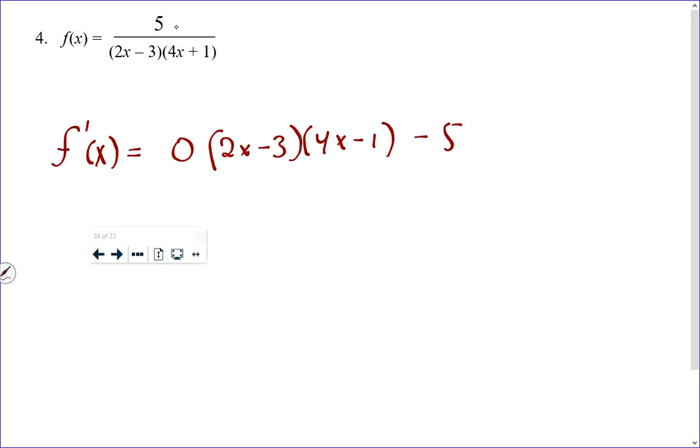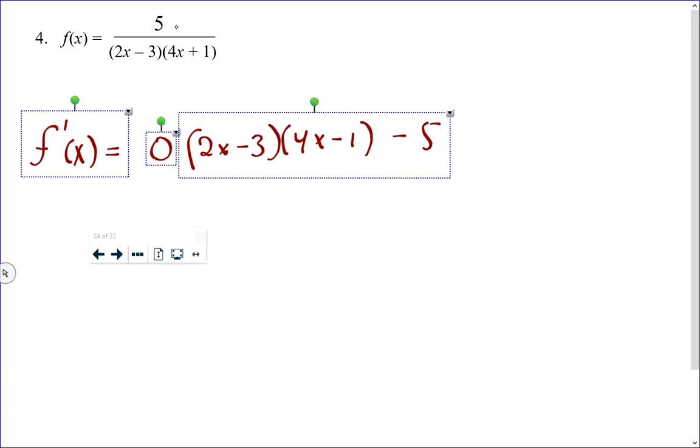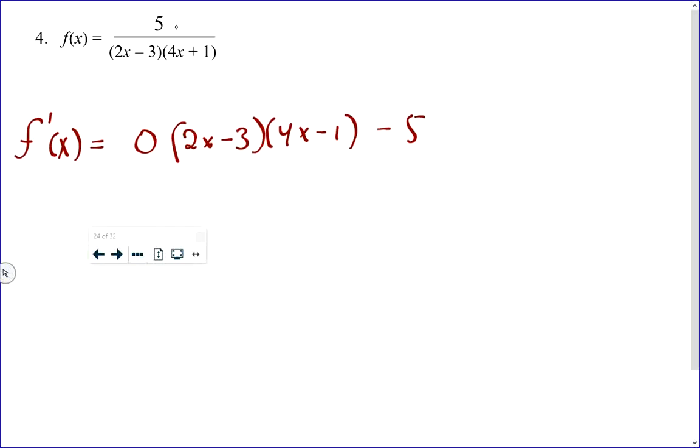But the bottom is a product. You can't just say the derivative of the bottom is 2 times 4. It doesn't work that way. You have to use the product rule. You have rules that you need to follow. So the derivative of the bottom will be the derivative of the first part of the bottom times the second part of the bottom plus the first part of the bottom times the derivative of the second part of the bottom. Are you with me? I need to apply the product rule to this product.